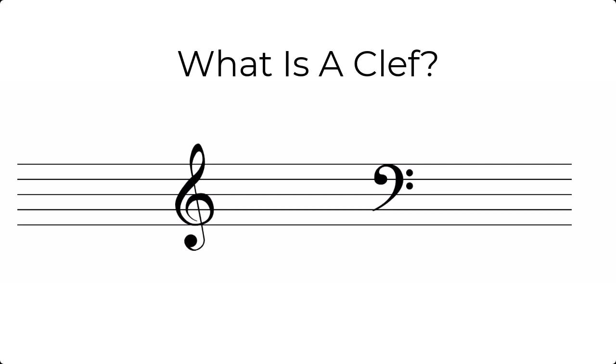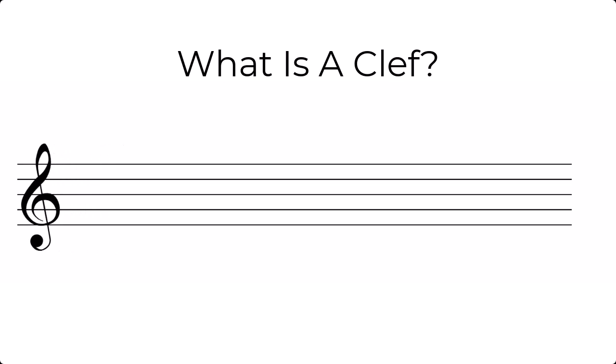You have 2 main clefs: notes that are typically in the higher range, which is called the treble clef, and notes that are typically in the lower range, which are the bass clef. Let's start with the treble clef. The treble clef circles around the G note. This is why it's commonly called the G clef.